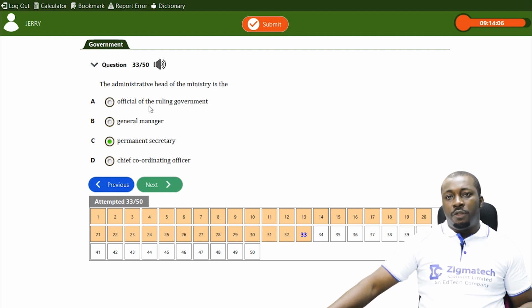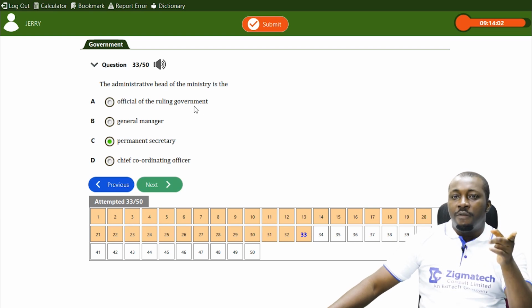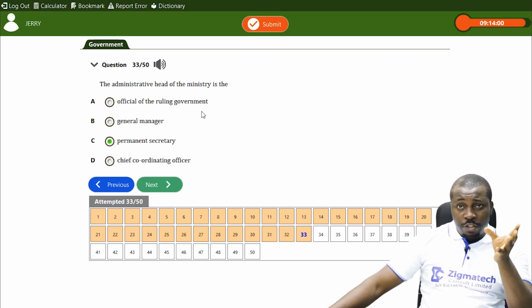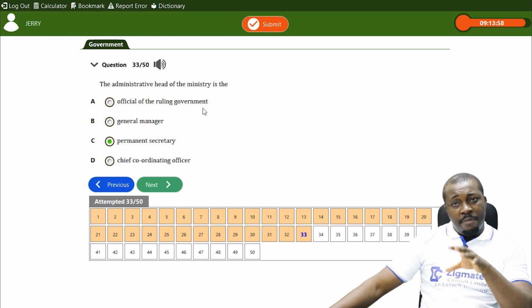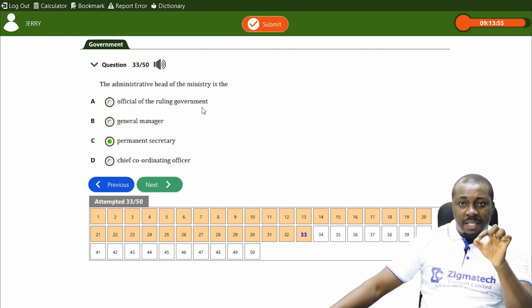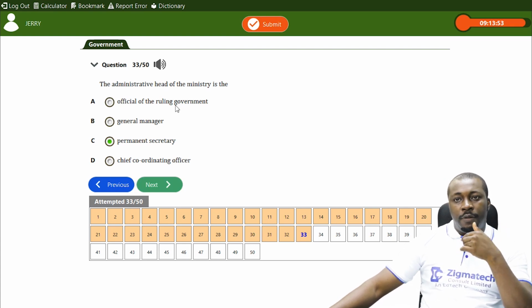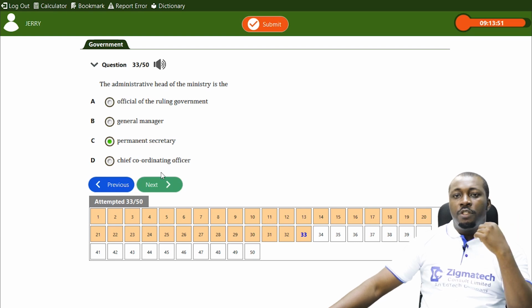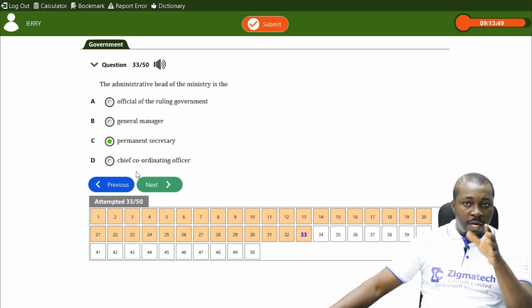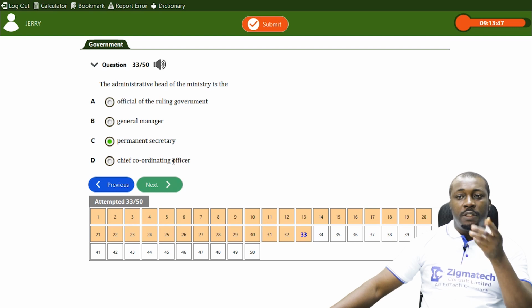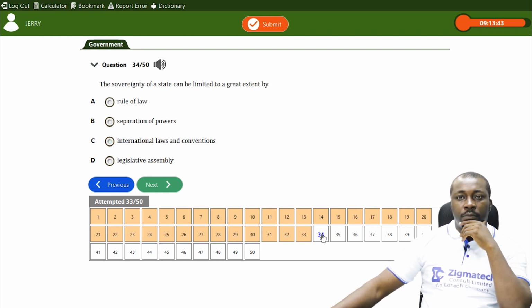A, which is official of the ruling government. Now, official of the ruling government can come in if you're testing political head of the ministry and you don't have minister in your option, then official of the ruling government can come in. Now, chief coordinating officer is not even an office in the civil service. So C, permanent secretary, is the answer.